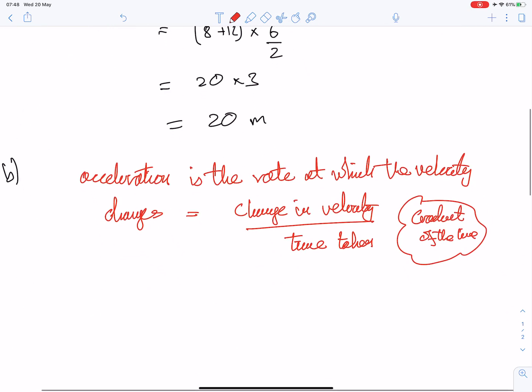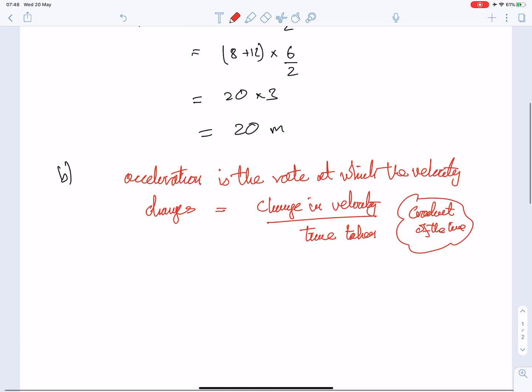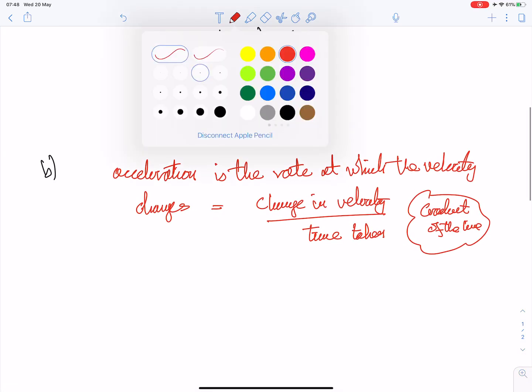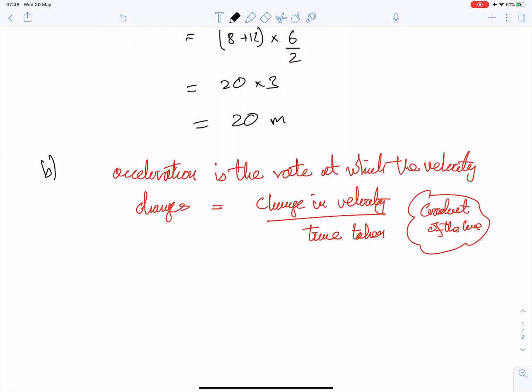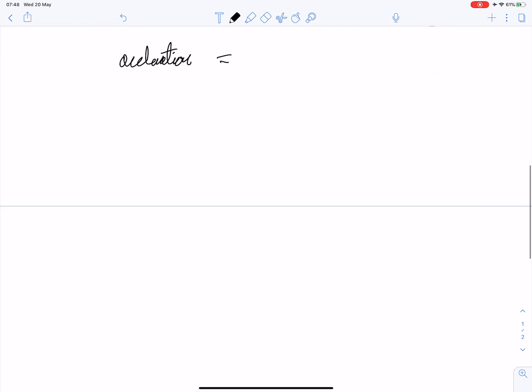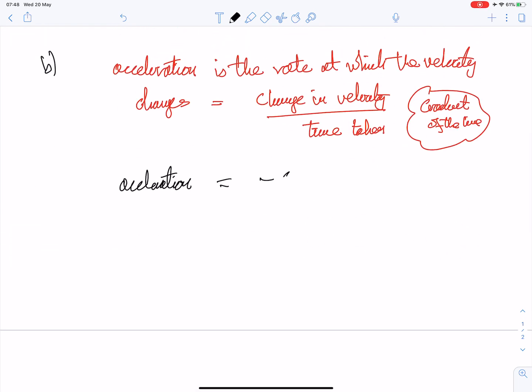So we will have acceleration is equal to -6, the change in velocity, over 4, which is -3/2 meters per second squared, equals -1.5 if you'd rather be in decimals.